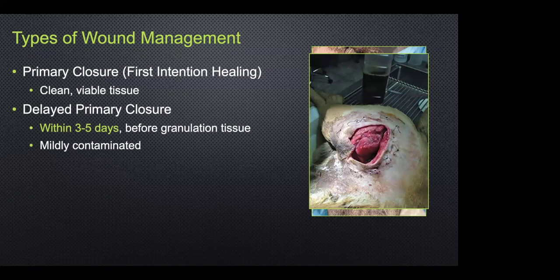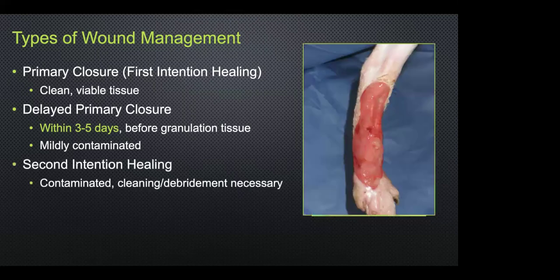There is delayed primary closure, and this is within the first 5 days of wounding, but before a granulation tissue bed has formed. These wounds are typically less contaminated, and you're able to just do a couple of bandage changes and then close that wound. Then we've got second intention healing, which is typically a contaminated wound where you can't close it primarily because it's very dirty. Maybe there's too much loss of skin, too much tension and motion, so you're not going to primarily close it.